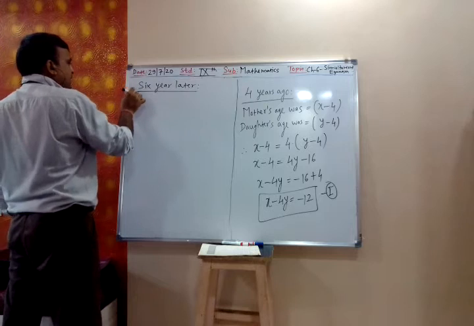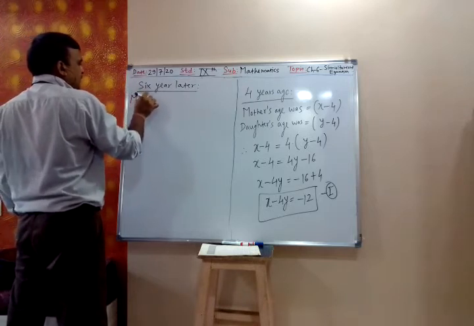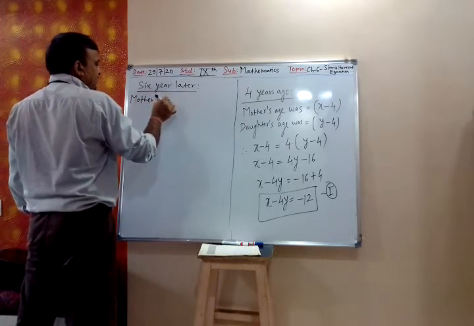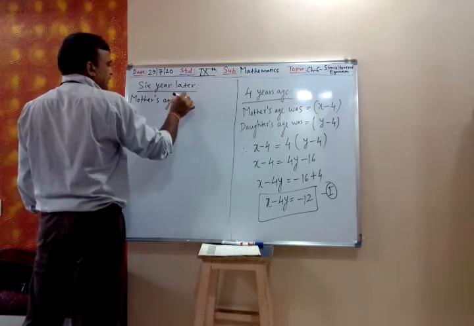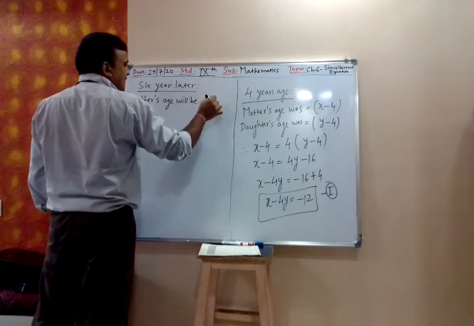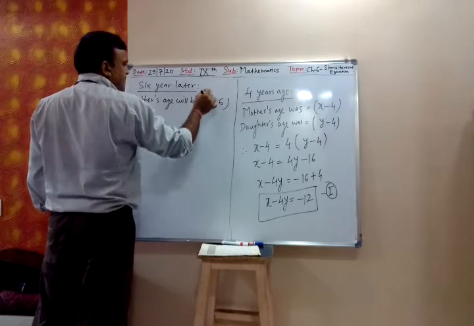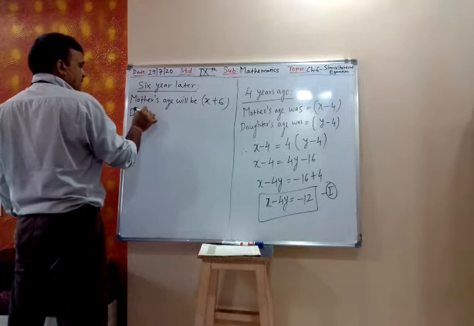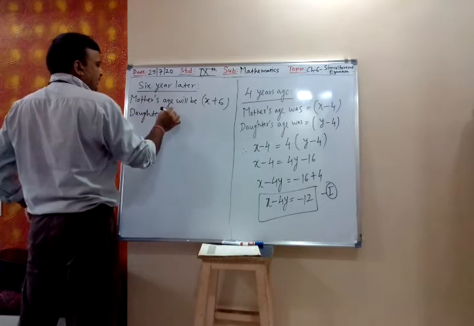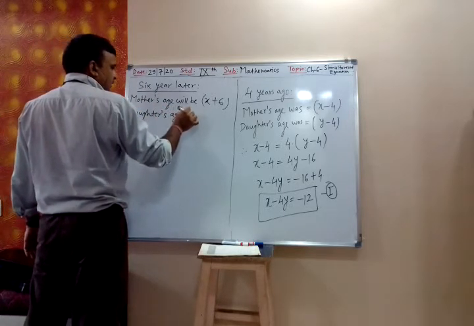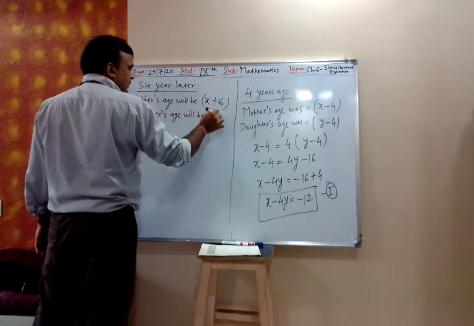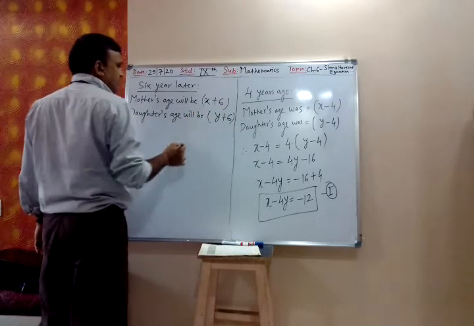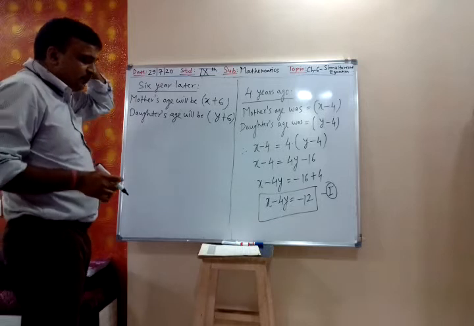Mother's age will be, because it is future, x plus 6, and daughter's age will be y plus 6. But now see the condition that is given.